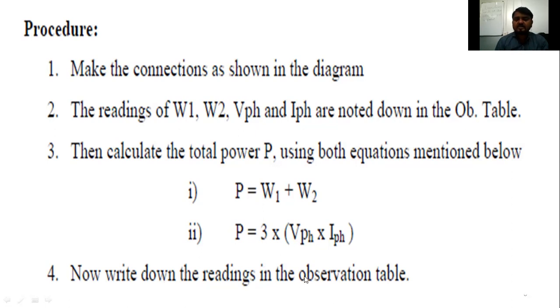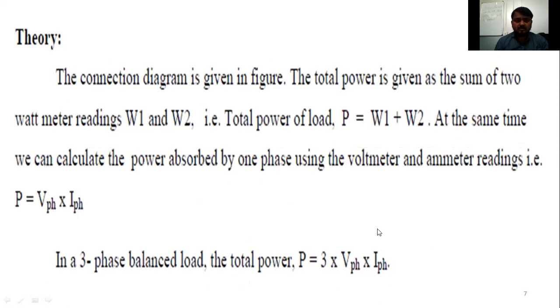Now write down the readings in the observation table. So the formulas, all of you know that one. For converting from phase to line, you have to know how to convert the formulas. By using 2 wattmeters, directly the power it is going to measure here now, but for each phase it is going to measure by observing 2 phases only, and calculating, which will give the full 3-phase total power.